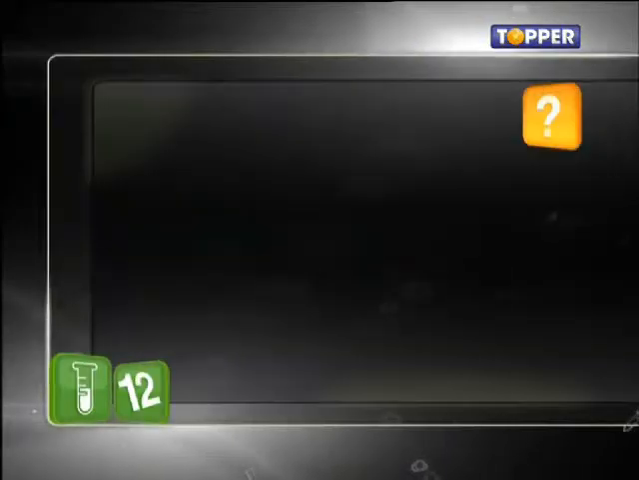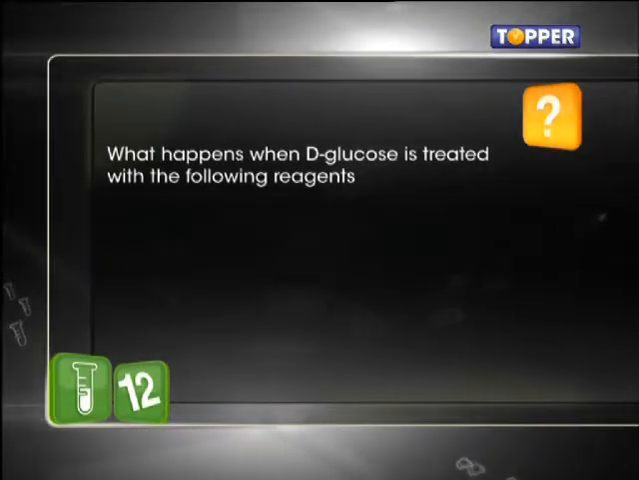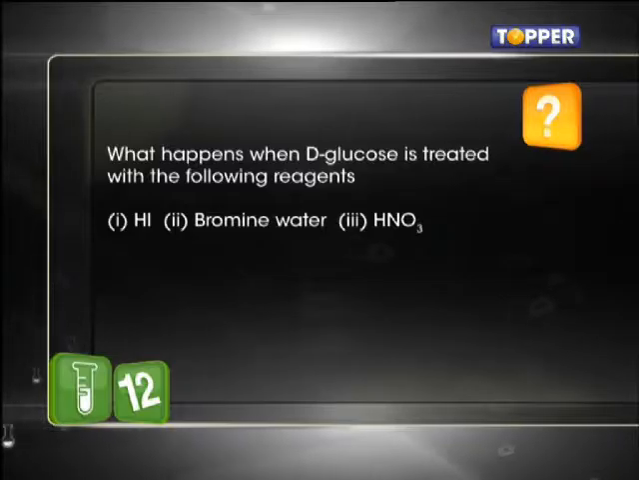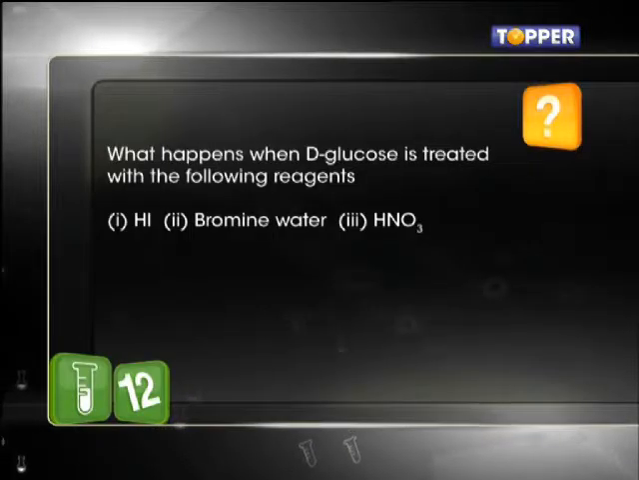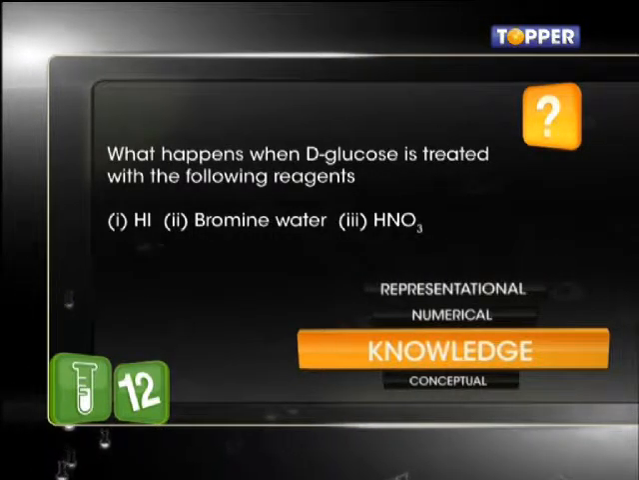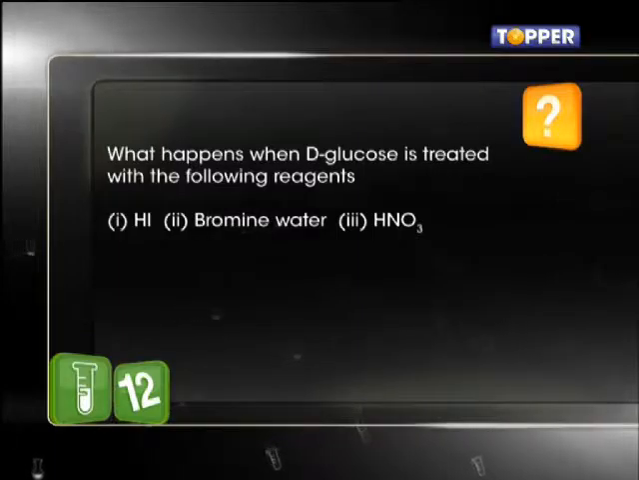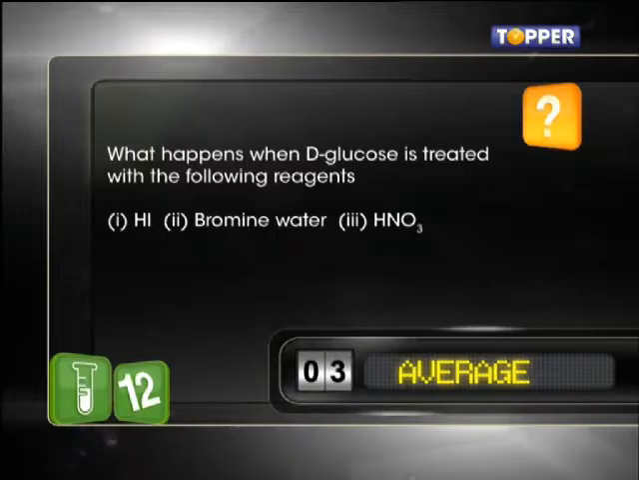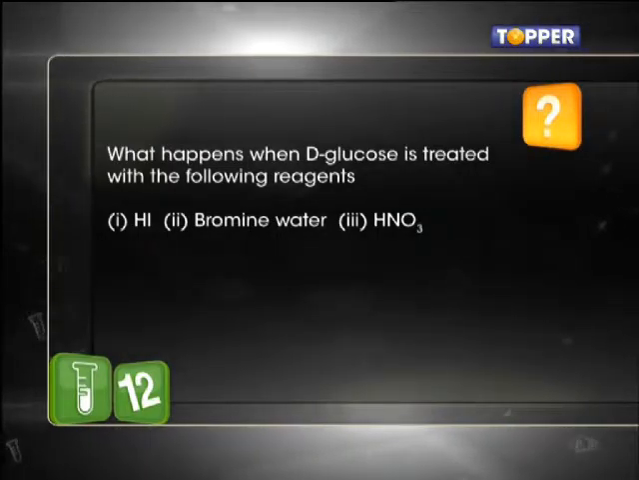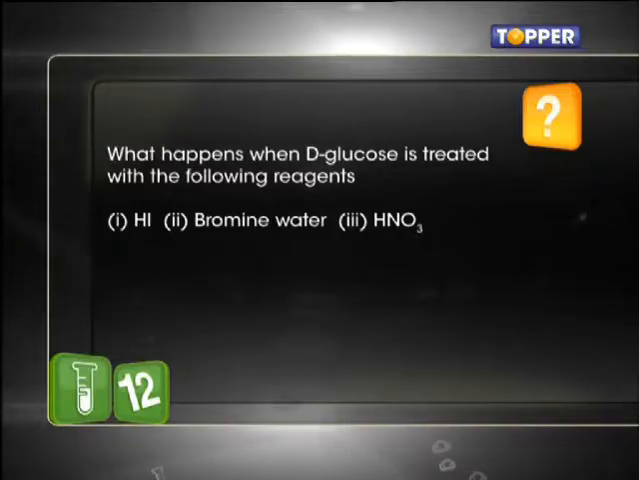At Topper, we believe in making even difficult questions easy. So now if a question like this one just discussed comes, I'm sure you'll be able to answer it without any difficulty. What happens when D-glucose is treated with the following reagents? 1. Hydrogen iodide, 2. Bromine water, and 3. Nitric acid. This question is a knowledge-based question which requires you to recall the reaction of glucose with the specified reactants. We rate this 3-mark question as average. Remember, each part of this question is worth a mark, so answer accordingly.